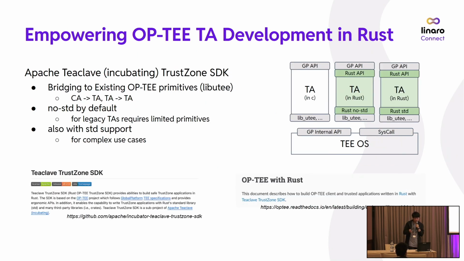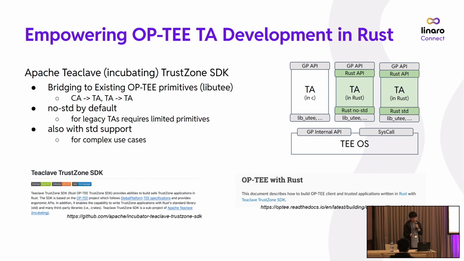So this is where our project Teaclave TrustZone SDK comes into play. The Teaclave project is incubating in the Apache Foundation. The original goal is enabling trusted application development using Rust. What we do is provide Rust APIs bridging to existing OP-TEE primitives to let TA developers implement their logic purely in Rust.